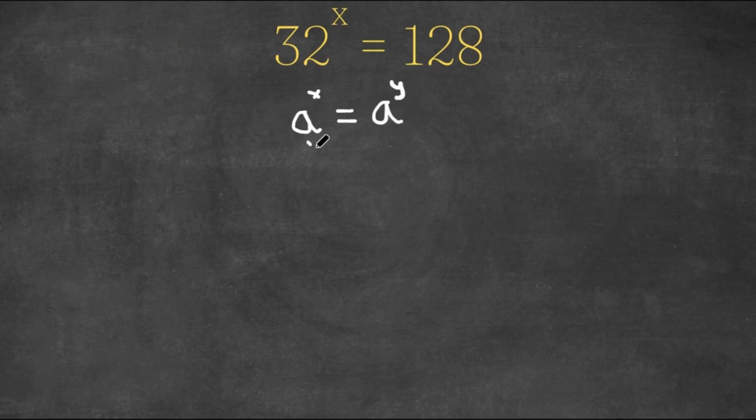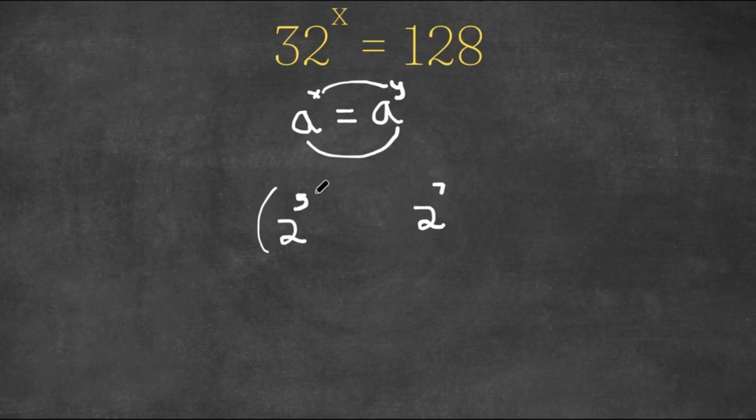So as you can see, the bases here are the same, and because the bases are the same, that means the exponents are the same as well, because that must be true in order for the equation to be true. So what we need to do is change 32 and 128, our bases, so that they're the same. Well, a common base for these two would be 2, right? Because 32 is 2 to the power of 5, and 128 is 2 to the power of 7.